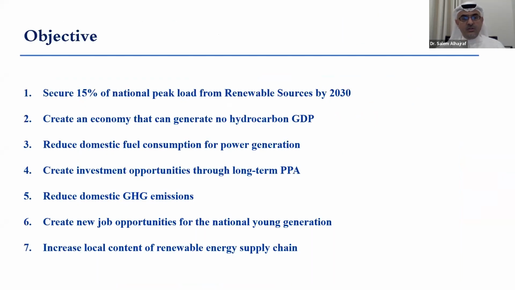The project started in 2010 with a set of objectives. The first objective is to secure 15% of our national peak demand in Kuwait from renewable resources by 2030. The second objective is to create an economy that can generate a GDP away from hydrocarbon-related industries.